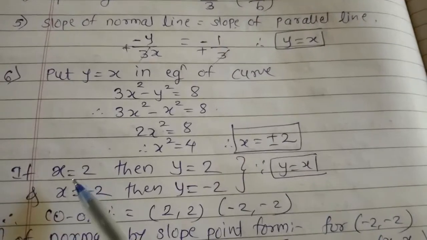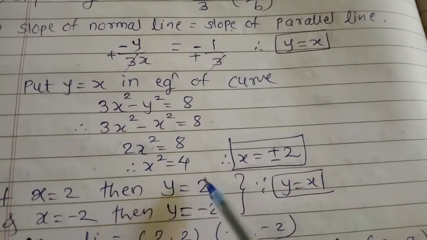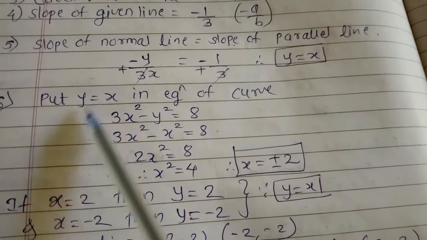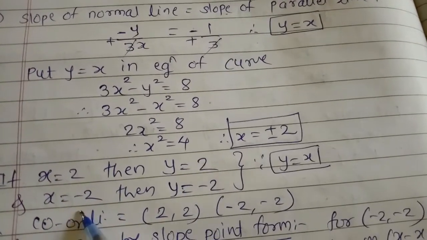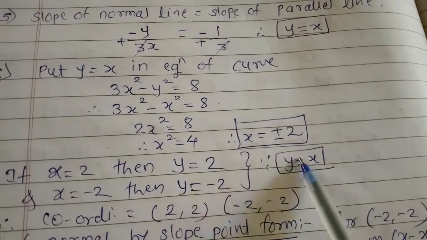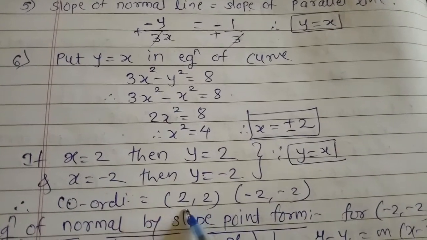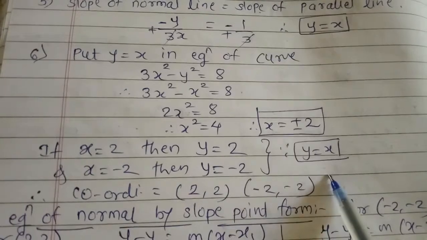So if x is equal to 2 then y is also 2, because y is equal to x. जो भी x की वैल्यू होगी वही y की वैल्यू होगी. And if x is equal to minus 2, y is equal to minus 2. So the coordinates of the points are (2, 2) or (minus 2, minus 2).